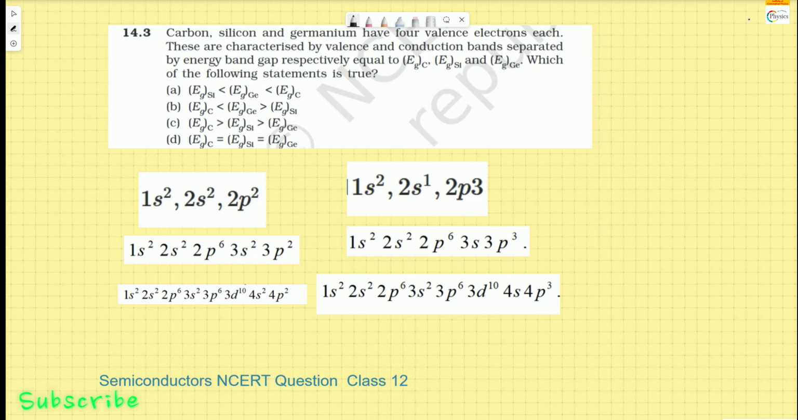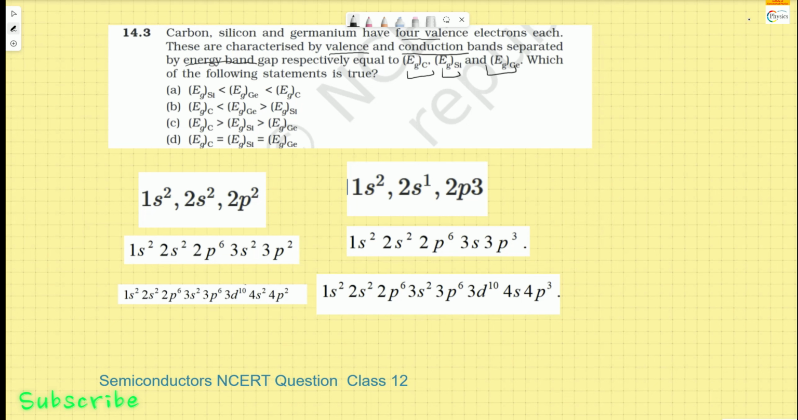The question is: carbon, silicon, and germanium have four valence electrons, and they are characterized by valence and conduction bands separated by an energy band gap. The key word here is energy band gap, and it is represented by this one for carbon, this for silicon, and this for germanium. You have to identify the true statement.